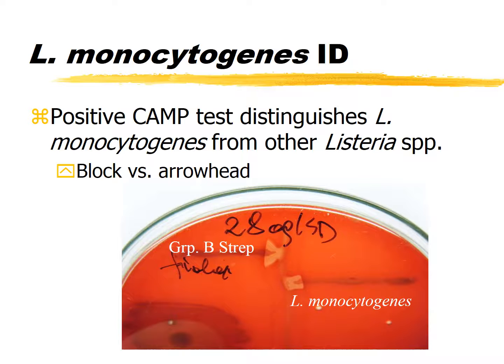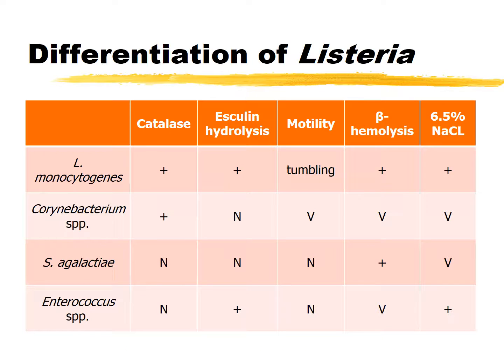Listeria monocytogenes is also positive CAMP, which distinguishes it from other Listeria species. But instead of being an arrowhead like Strep agalactiae, it is the bottom one on this picture that shows the blockhead positive CAMP. So here's a differentiation of Listeria based on catalase, bile esculin, motility, beta hemolysis, and whether or not it'll grow in a salt broth.